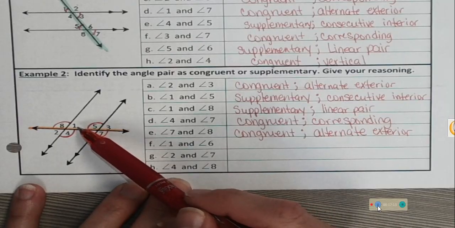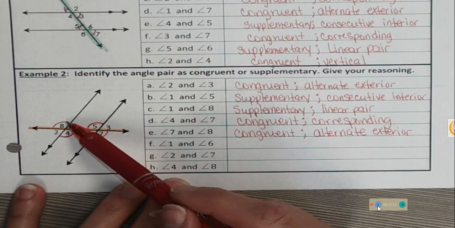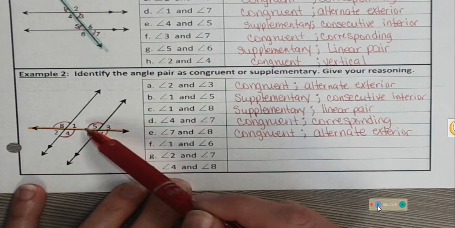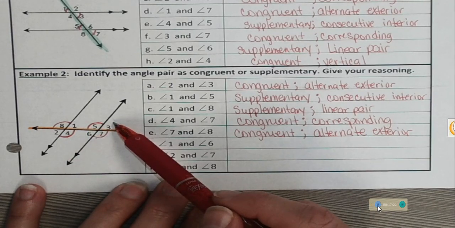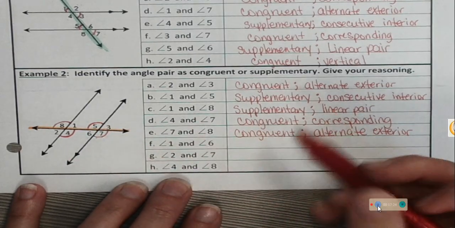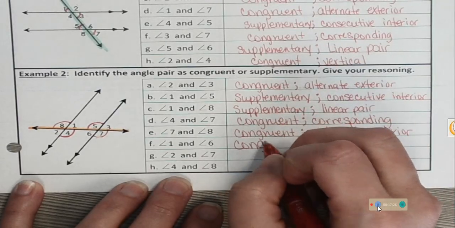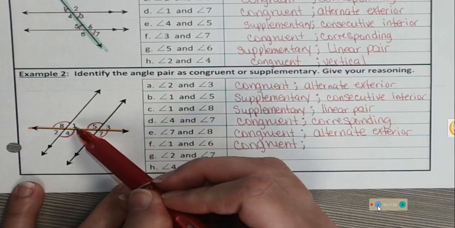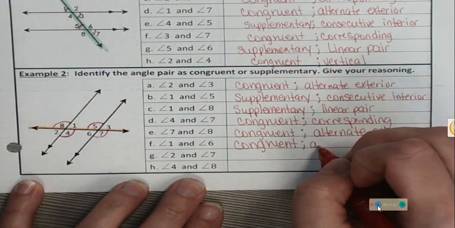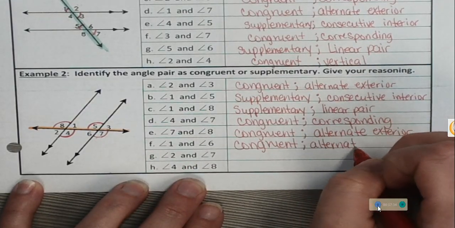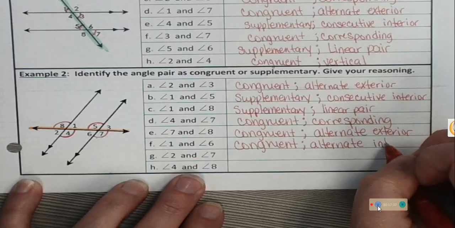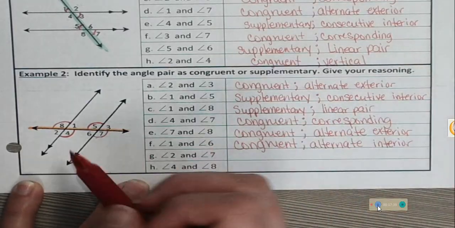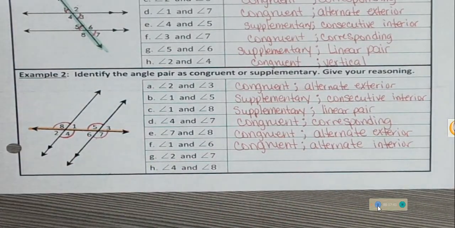All right, 1 and 6. Now, they're not marked at all. The unmarked ones are equal to each other, and you told me 2, 4, 6, and 8 were equal. So 1 and 6 are congruent. And why are they congruent? What kind of angles are those? They're on opposite sides of the transversal, so that's alternate. But are they interior or exterior? Interior, because they are in between the two parallel lines.